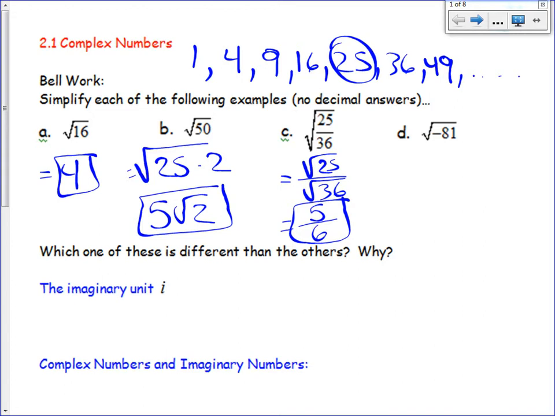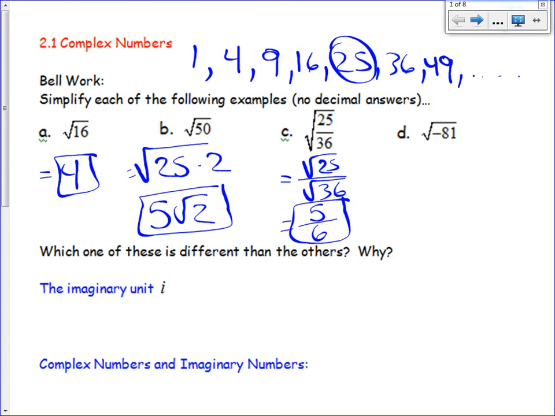And D is a problem that brings us to the concept that we're going to work on today, which is performing operations with complex numbers. So if you put square root negative 81 in your calculator, it's going to say to you error, and it's going to say something like non-real answer. And that's because of that negative.